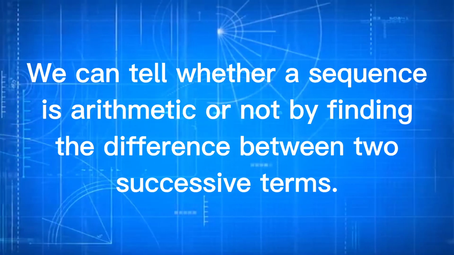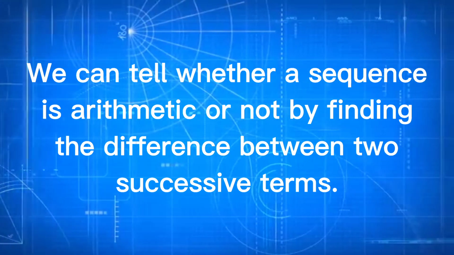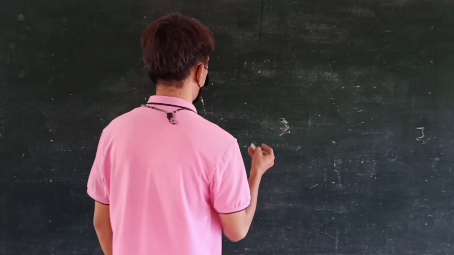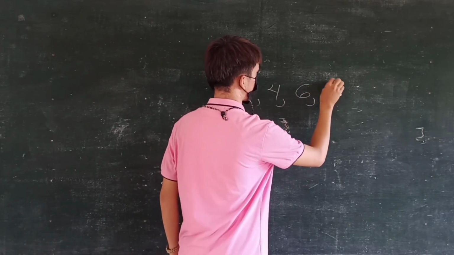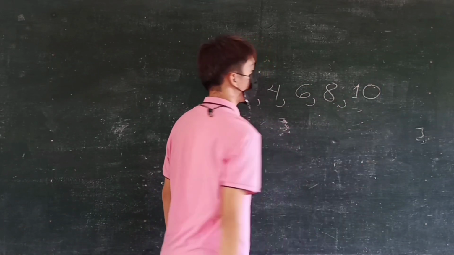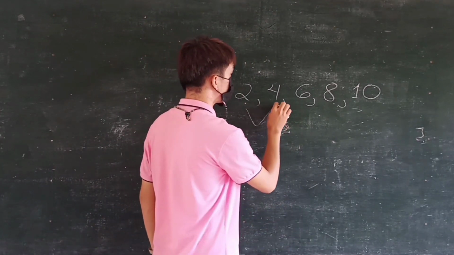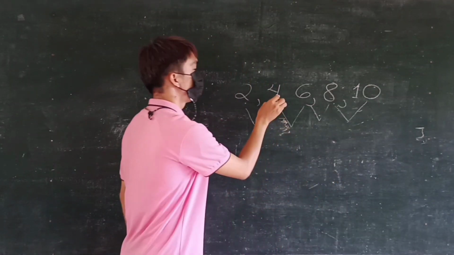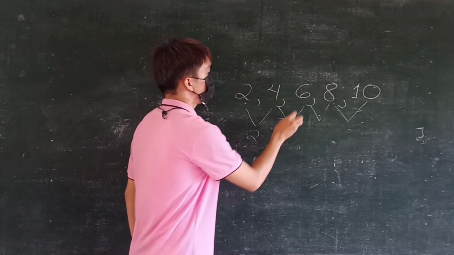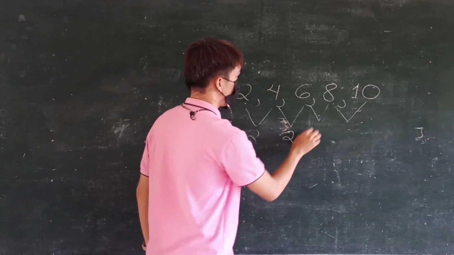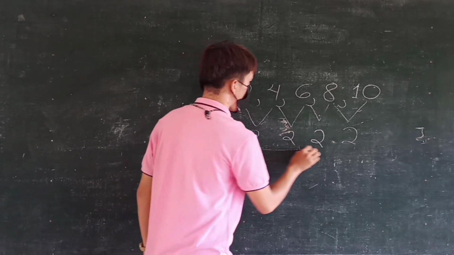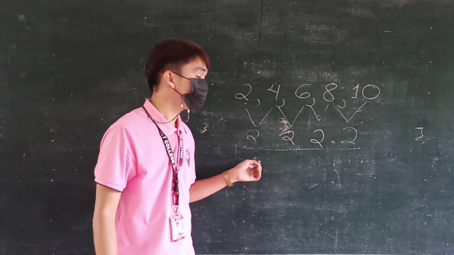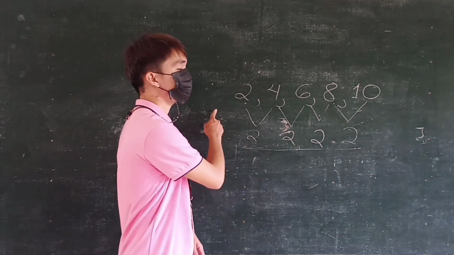We can tell whether a sequence is arithmetic or not by finding the difference between two successive terms. Here is an example of an arithmetic sequence. We have 2, 4, 6, 8, 10. So let's find out their common difference. 4 minus 2 equals 2. 6 minus 4 equals 2. 8 minus 6 equals 2. And 10 minus 8 equals 2. So they have the same difference, or they have a common difference. So this is an arithmetic sequence.